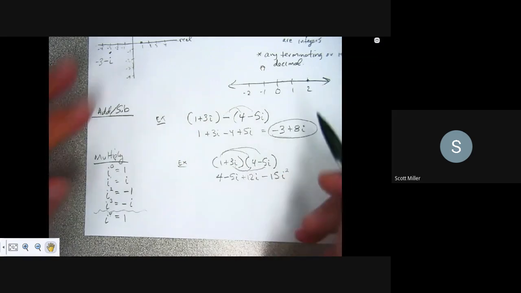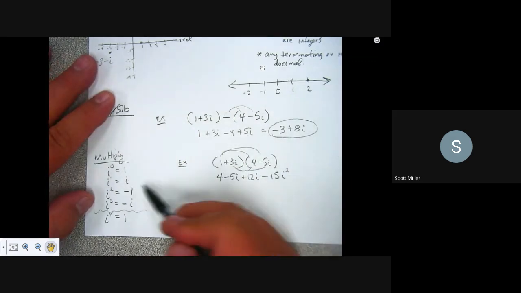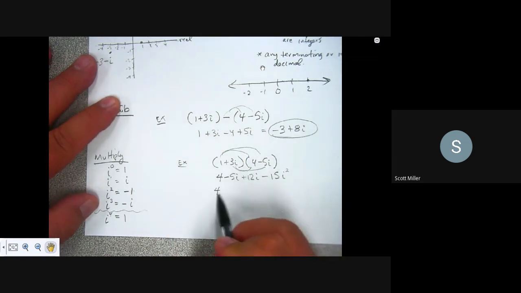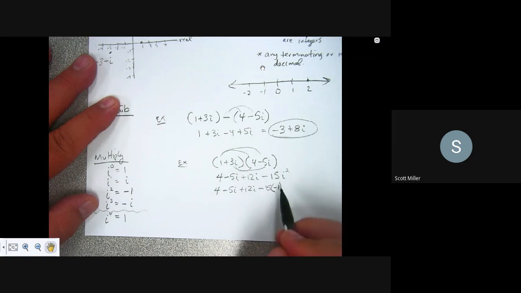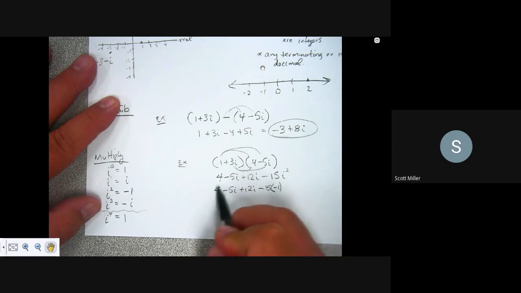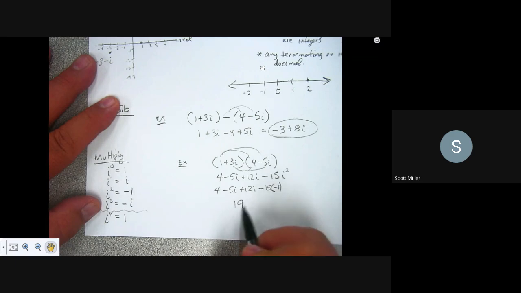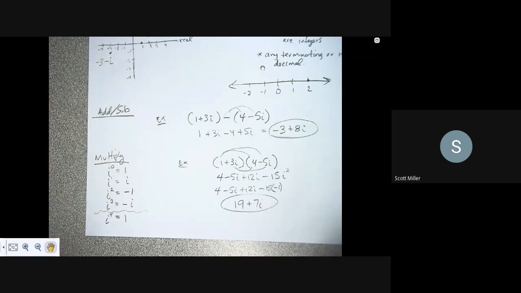Okay? So i squared we now know is negative 1. So this problem becomes 4 minus 5i plus 12i minus 15 times a negative 1. So this term is going to change sign to become plus. So this is positive 15 plus 4, 19. I got a negative 5i plus 12i, which is 7i. And there you go. So that is multiplication. Please be aware of your i cycle for higher exponents of i.